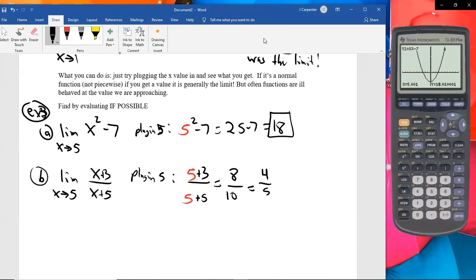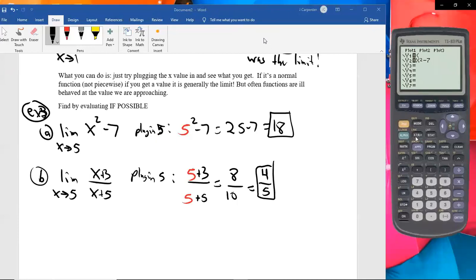If you want to confirm it with the graph, parentheses x plus 3 divided by parentheses x plus 5. Graph. Oh, I thought I covered the second one. That's all right, whatever. I only need to see one of these. And you can see over here at positive 5, and you can use the left and right arrows to get closer. We're in the 0.8 ballpark, so that's a pretty good sign.